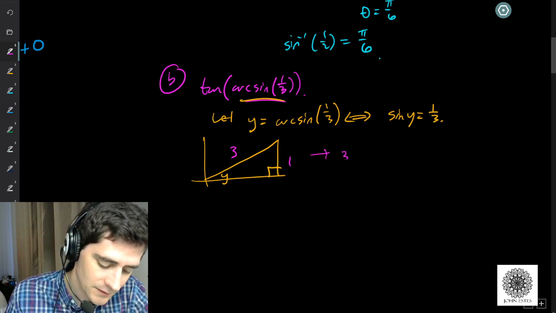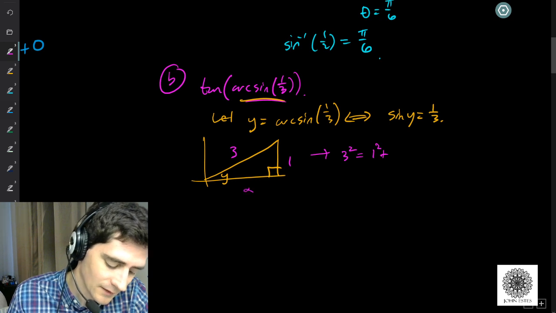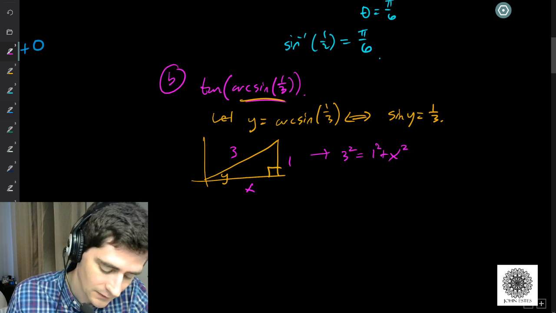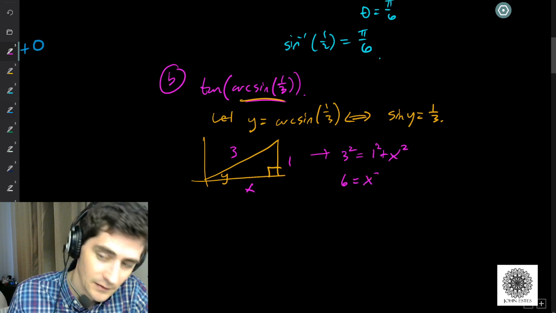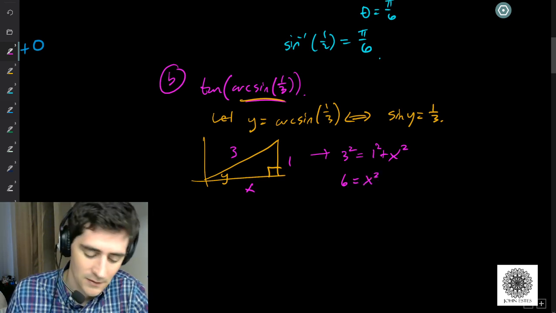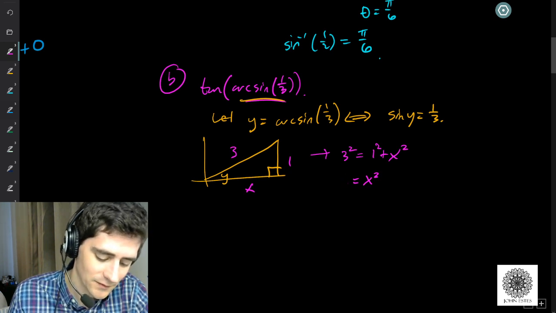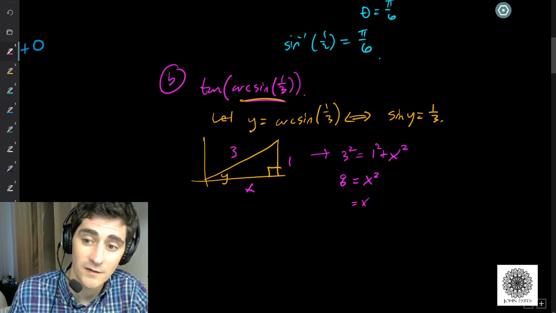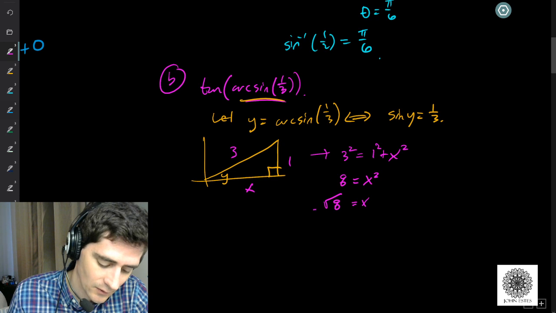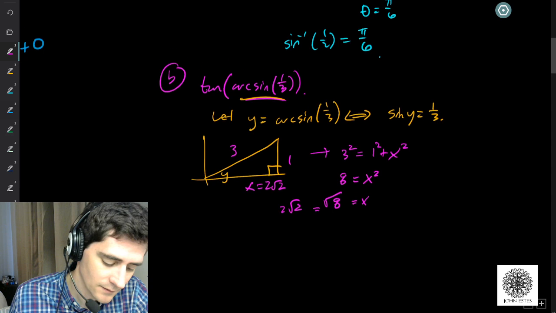So I know that 3 squared equals 1 squared plus this other side, let's call it x squared. So then that becomes 9 minus 1, which is 6, x squared. So x becomes, that's 9 minus 1 is not 6, right? It's 8. So x becomes, we're just looking at the positive part here, square root of 8, which is another way of saying 2 root 2. So this third side is 2 root 2.